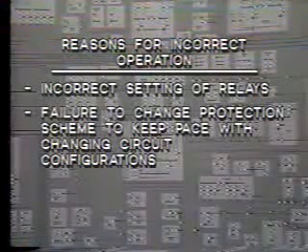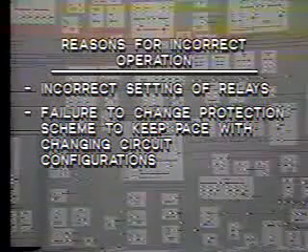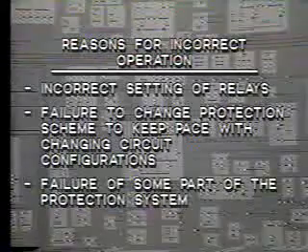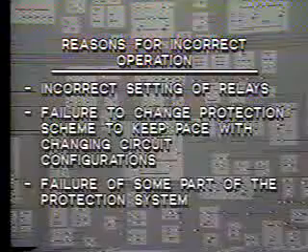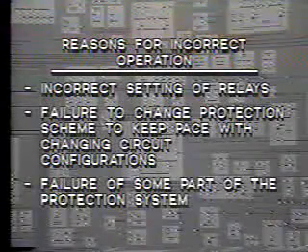This will bring to light, in some cases, incorrect operation of the protection system. This could cause, perhaps, isolation of a no-fault area, or even worse, a failure to isolate the trouble area. The reason for incorrect operation of the protection system could be 1, incorrect setting of relays, 2, failure to change protection scheme to keep pace with changing circuit configurations, that is, inadequate protection, or 3, failure of some part of the protection system, such as the relays themselves, breakers, CTs or VTs, the station battery, the circuit wiring, and so on.